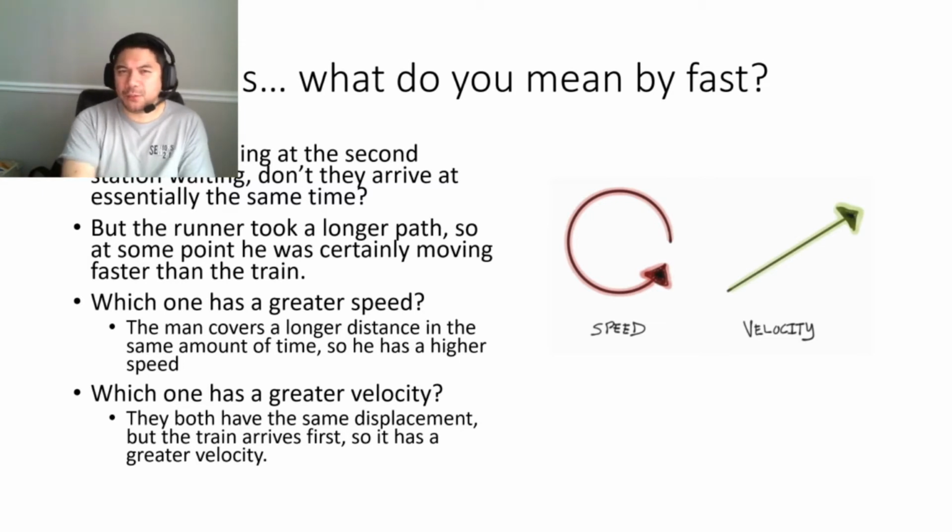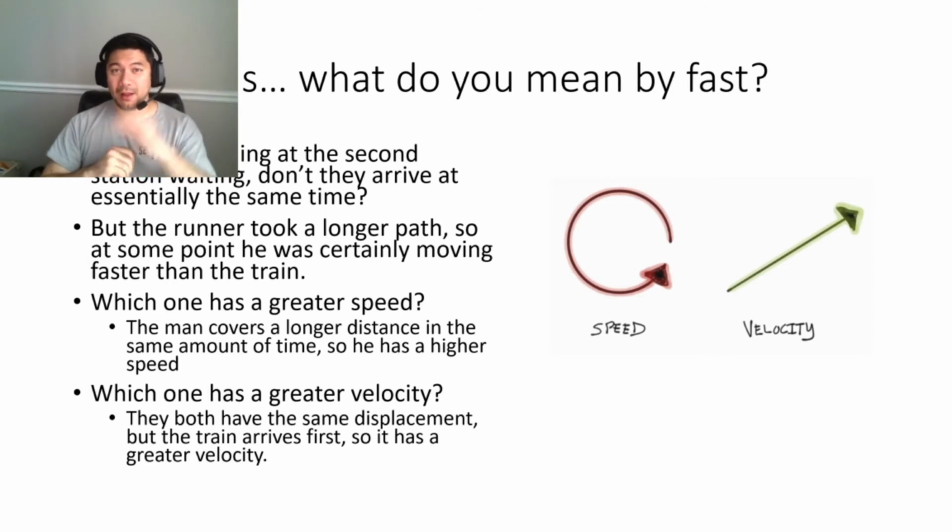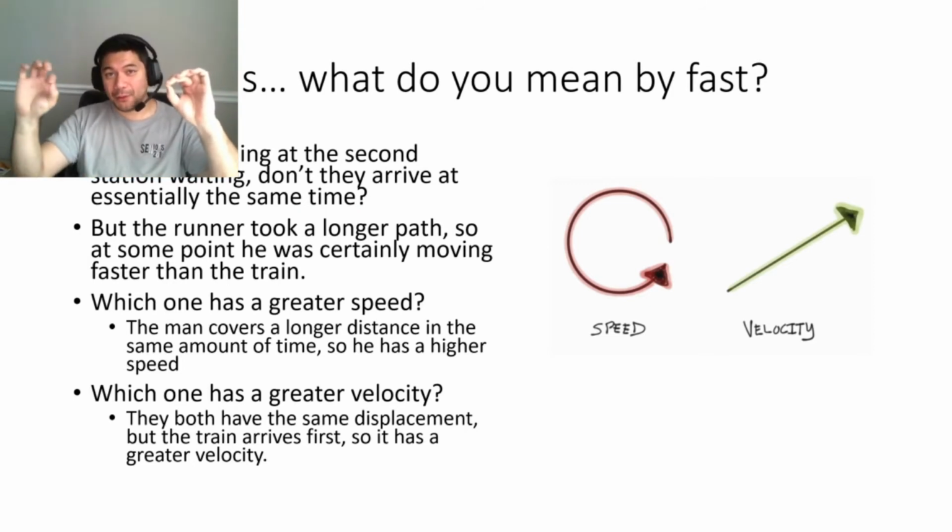With velocity, do we care about the path? No. We care about where you began to where you ended. And the train and he ended and began in the same locations, right? They were both here, and then they both ended up at that second station down on the tracks, basically.